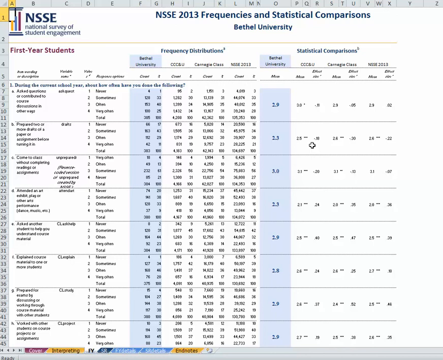So again, a reminder: the asterisk, one of them means it's significant, but it's not as hugely significant as others. 2 of them means it's less than 0.01. 3 of them means the significance level is less than 0.001. So an example here, the item about preparing 2 or more drafts of a paper or assignment before turning it in. Here you see big differences for our Bethel first year students as compared to first year students at other institutions in all the different comparison groups. So that's one example to look through.